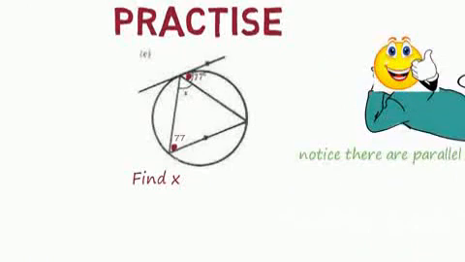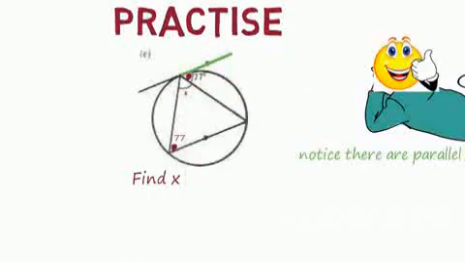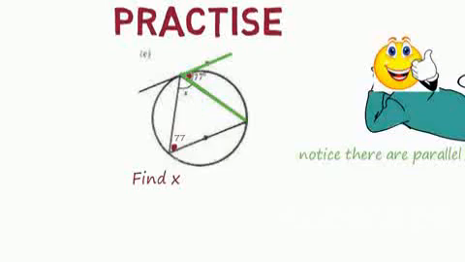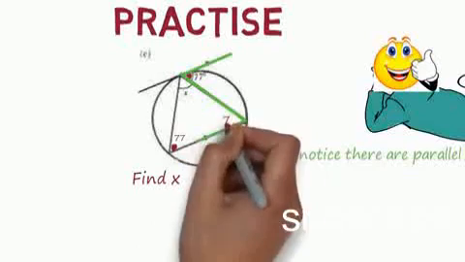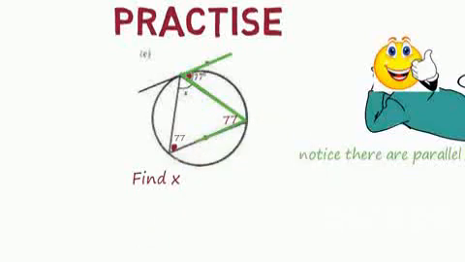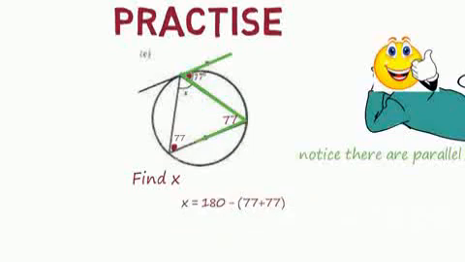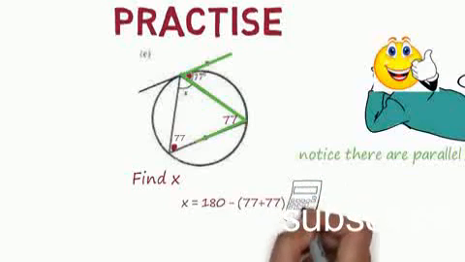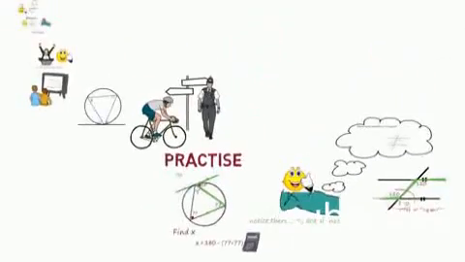So if that's 75, using Z angles, if that's 77, this is also 77. Can you see how I've drawn the Z angle? So finding x is a matter of adding 77 and subtracting it from 180. And our final answer, when you punch into the calculator for us to be accurate, is 36.